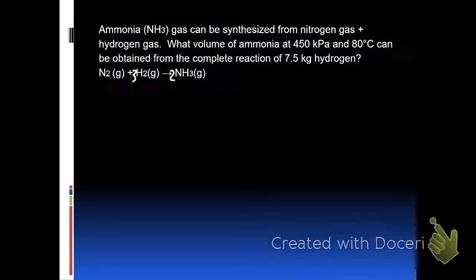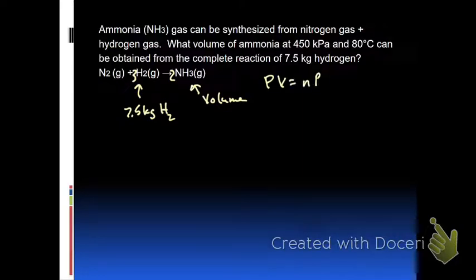Okay, so you're starting with 7.5 kilograms of hydrogen, right? And we want to figure out the volume. Ultimately, we're going to use PV equals nRT to figure this out because we've got to figure out volume. But PV equals nRT requires, what do we have? We have pressure, cool. We have temperature, great. We want to figure out volume, so we need the number of moles. So we need the number of moles of ammonia.